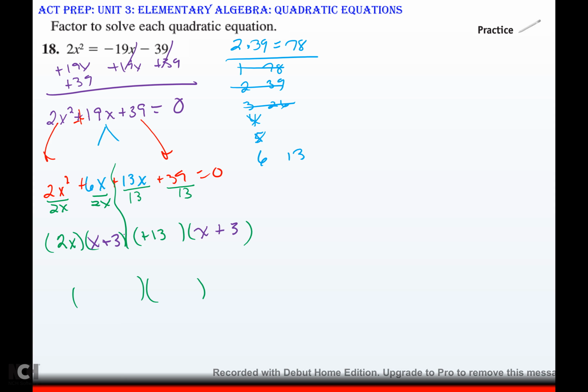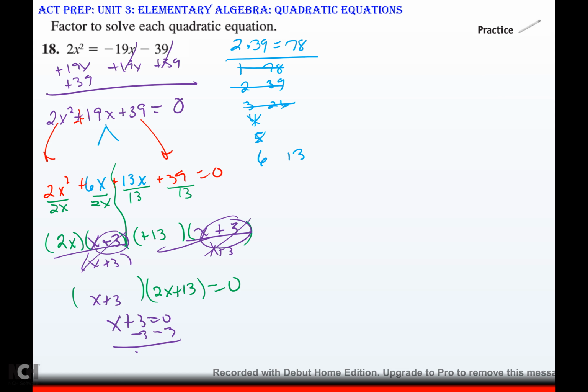So GCF again by x plus 3. To get what's left, we divide by it. And my green terms are going to be what? 2x plus 13. So now to solve it, x plus 3 equals 0, minus 3 minus 3, x equals negative 3. 2x plus 13 equals 0, minus 13. 2x equals negative 13. Divide by 2, and x equals negative 13 halves.